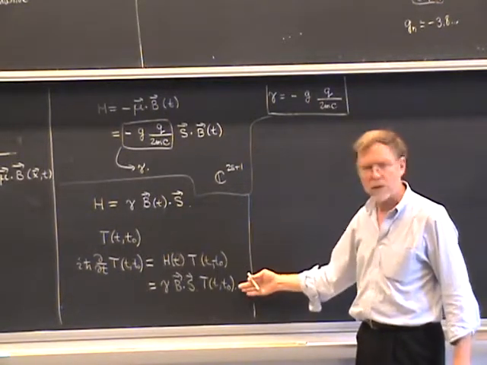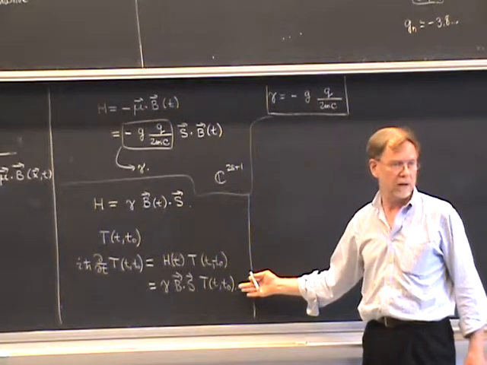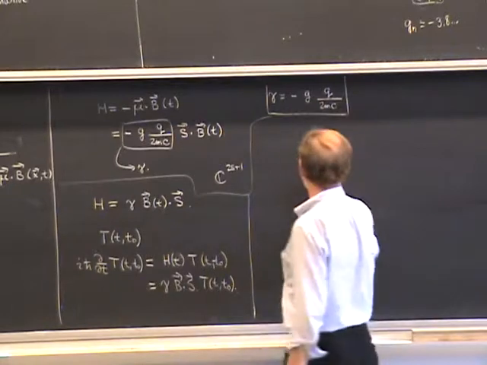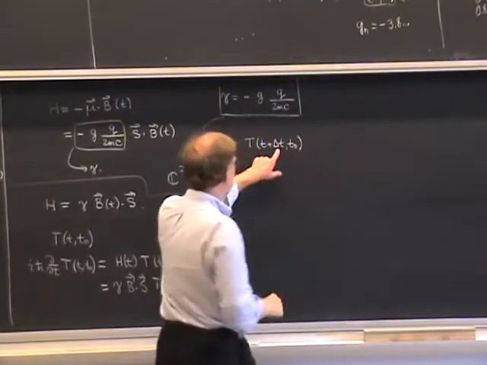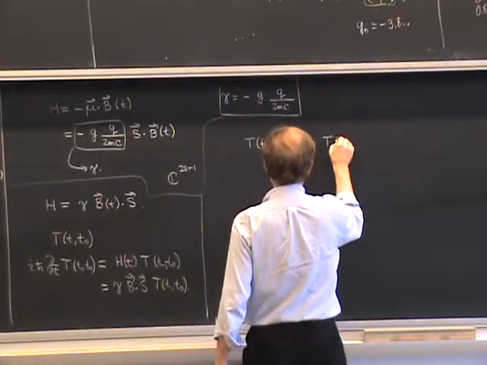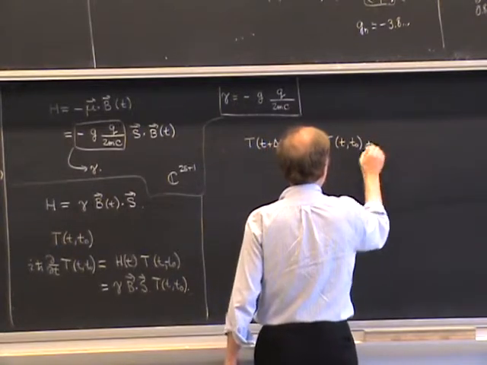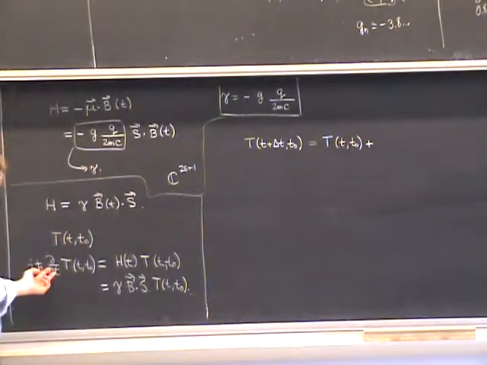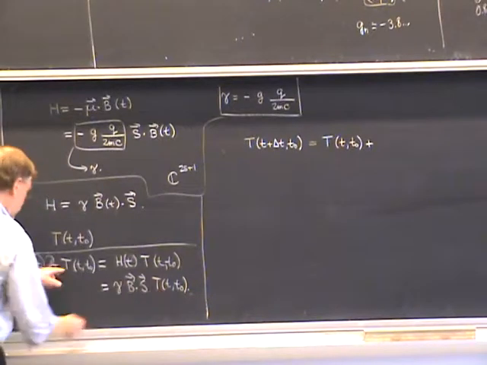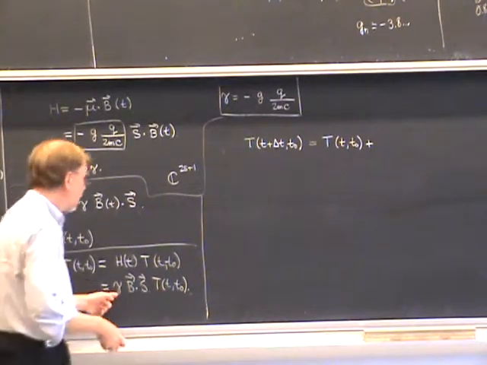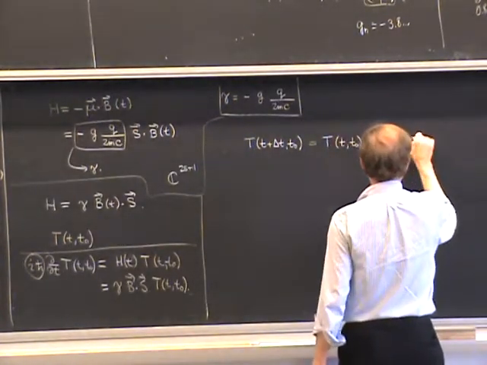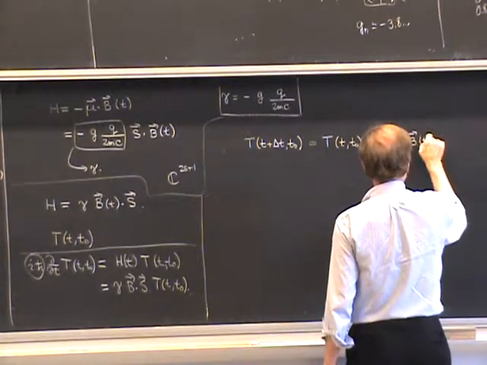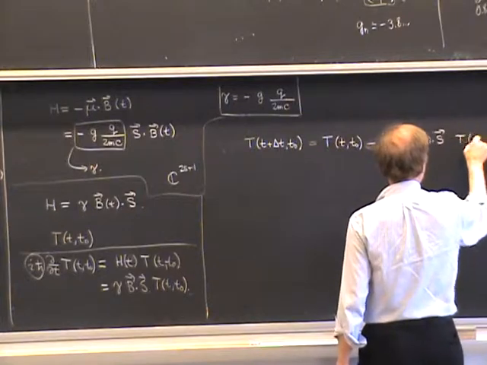Let's consider solving this over a small time step. We just use, in effect, a Taylor series expansion to make a small time step. So here's the idea. We'll take T(t plus delta t, t0), where the delta t is small. And this is going to be equal to T(t, t0) plus delta t times the derivative. But the derivative divided by i h bar is given by the Schrodinger equation here, so I need to multiply the right-hand side by i h bar. So this is going to be, with a minus sign, minus i over h bar, times gamma times B, which is a function of time in general, dotted into the spin S, multiplying on T(t, t0).